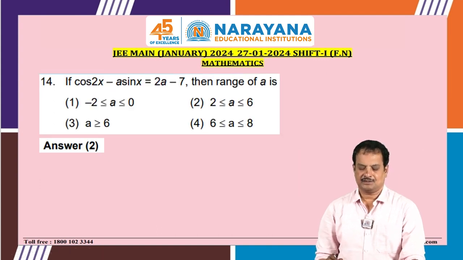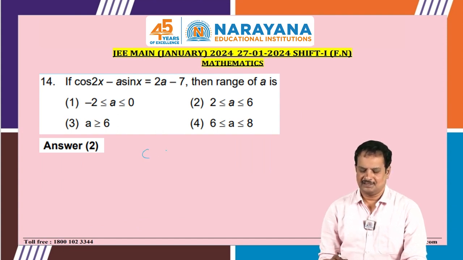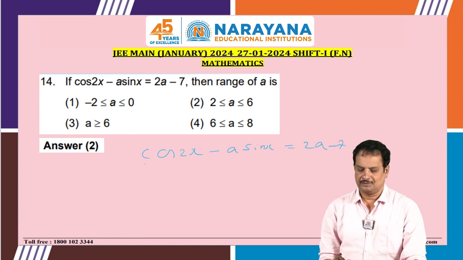So in this case, cos 2x minus a sin x equal to 2a minus 7. What is the range of a? So this is cos 2x minus a sin x equal to 2a minus 7. What is the cos 2x formula? 1 minus 2 sin square x you can write, minus a sin x equal to 2a minus 7. So you can take all the terms to one side, and you'll get a quadratic in sin x there. And what is the range of a? That's what they are asking.